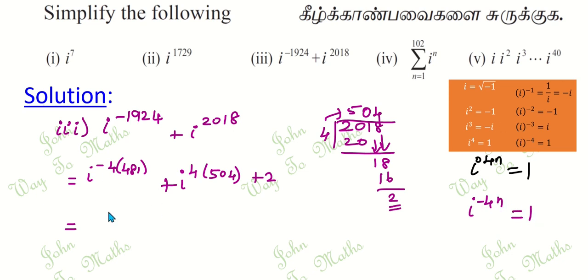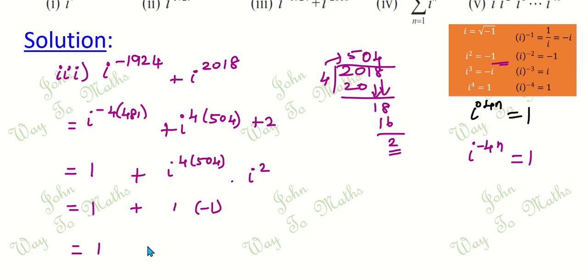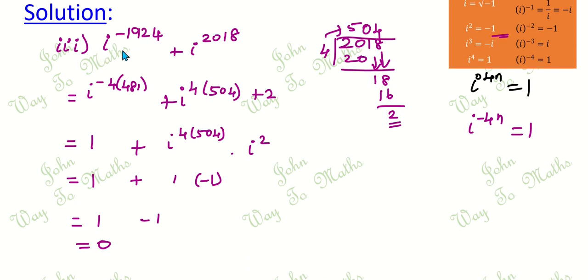So directly I am going to enter 1 plus, this can be written as i power 4 times 504 into i squared. So it is equal to 1 plus, with any multiple of i power 4 we get the answer 1. i squared becomes minus 1. So substituting, we get 1 minus 1, which is equal to 0. 0 is the answer for the third subdivision, i power minus 1924 plus i power 2018.